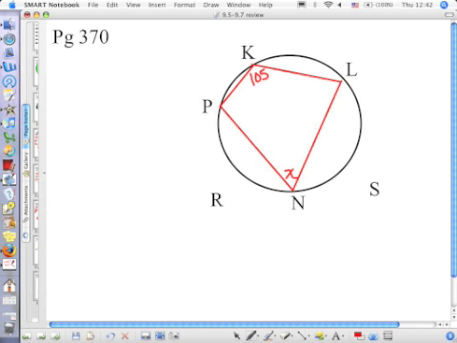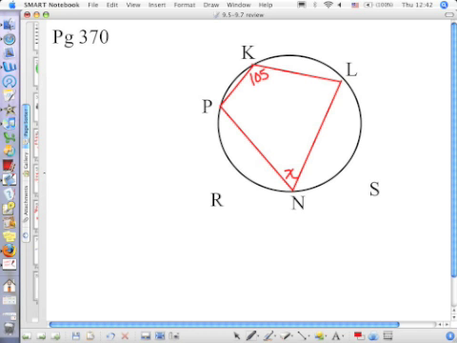Wait, what are we looking for? The quadrilateral? Yes. The opposite angles in a quadrilateral equal 180. If a quadrilateral is inscribed in a circle, then the opposite angles are supplements. They add up to 180.